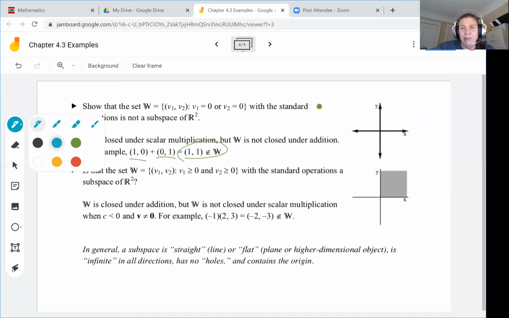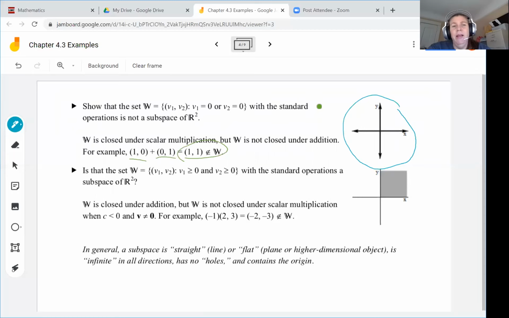And so you can visualize that actually, you can think about it as the x-axis and the y-axis, right? Because those would be all the places where either the first component is 0 along the y-axis, or where the second component is 0, which would be along the x-axis.